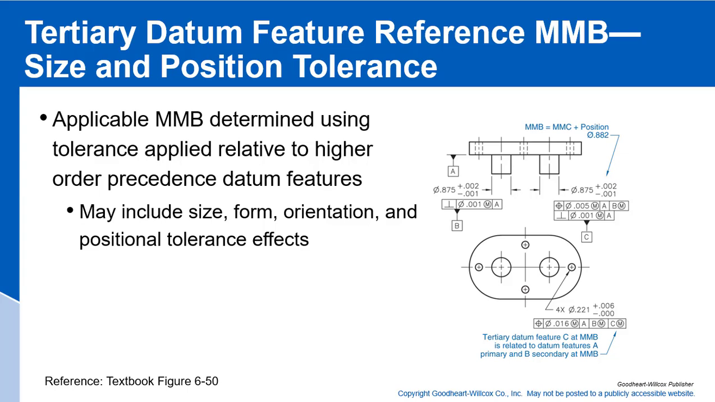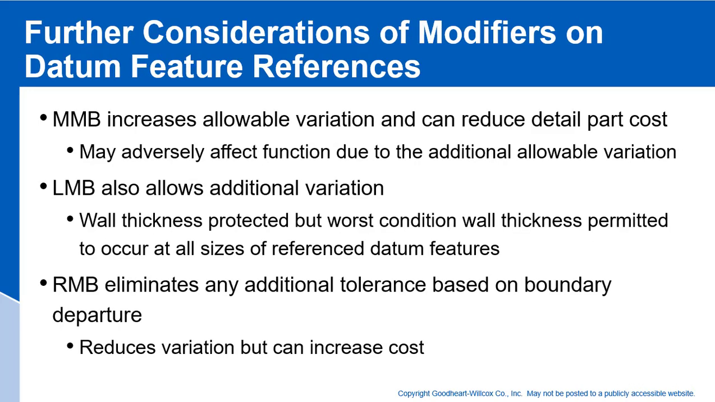Okay, so let's talk a little bit more about modifiers on datum feature references. When we use an MMB modifier, it increases the allowable variation and can reduce the detail cost of the part. However, we need to be careful here because it may adversely affect the function due to additional tolerance variation.